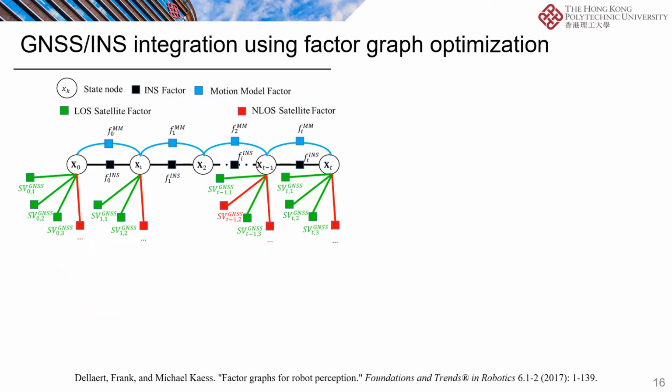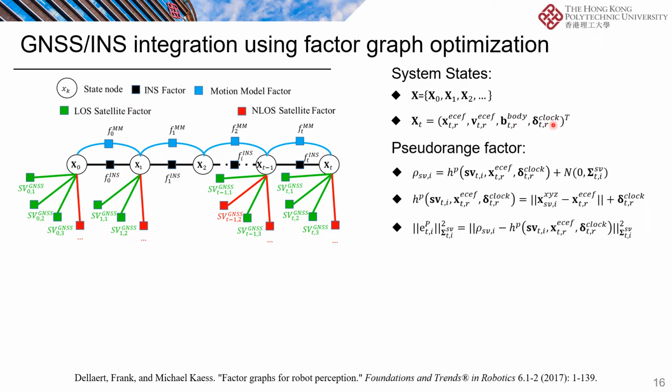And then we do the GNSS and LiDAR integration using factor graph optimization. Here is the factor graph. The state includes the state set from the first epoch to the current epoch. That's the state set we want to estimate. For a single epoch, the state includes the position of the receiver, the velocity, the bias of the accelerometer, and the receiver clock bias.